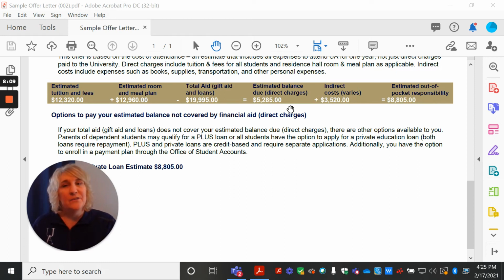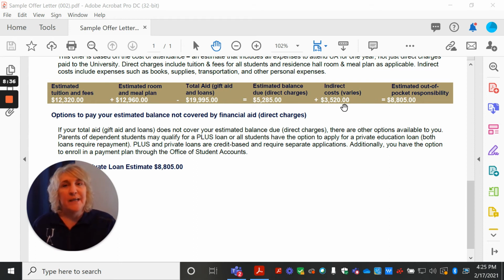The remaining balance due, the estimated amount out of pocket that the student may have to come up with, is $5,285. So after the student has maximized all of the financial aid that they can receive, they'll still have a balance due of about $5,285. Now again, this is for the year, so half of that due in the fall, half of that due in the spring semester.